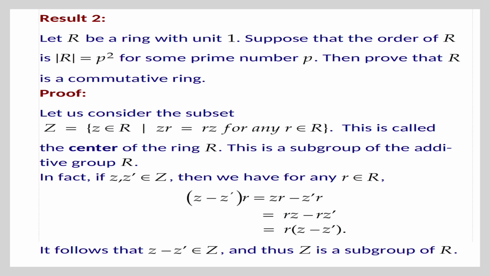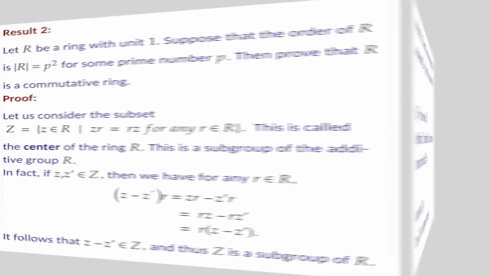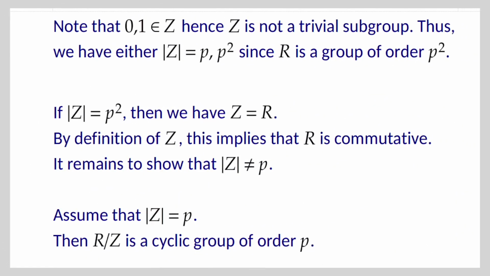This is called the center of the ring R. This is a subgroup of the additive group R. In fact, if z and z' belong to Z, then for any r belongs to R, (z minus z') r equals zr minus z'r, that is equal to rz minus rz', that is equal to r(z minus z'). It follows that z minus z' belongs to Z and thus Z is a subgroup of R. Note that 0 and 1 belong to Z, hence Z is not a trivial subgroup.